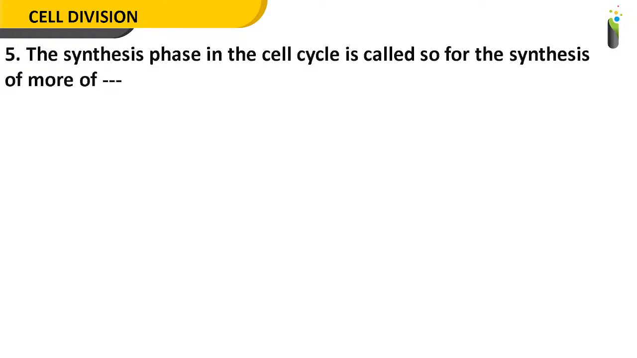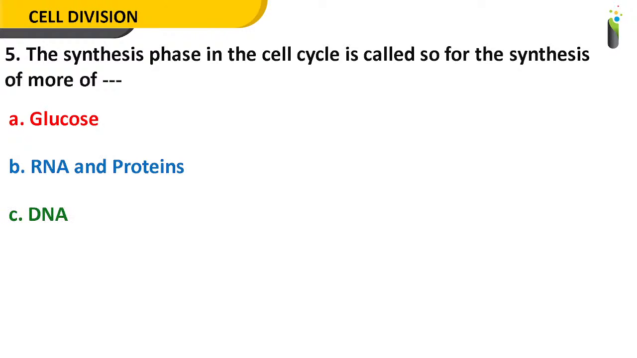Now, coming to the next question, number 5. The synthesis phase in the cell cycle is called so for the synthesis of more of dash. A. Glucose. B. RNA and proteins. C. DNA. D. RNA. What should be the answer for this? The synthesis phase, that is S phase, which is also at times called the synthetic phase.